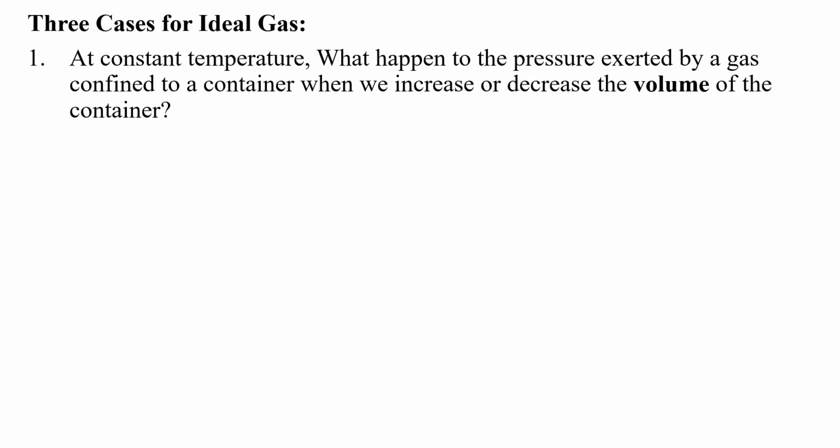To understand the behavior of an ideal gas, we will see three cases, and the outcome of those three cases will help us derive the ideal gas equation or the ideal gas law. So the first case that we will see is, at constant temperature, what happens to the pressure exerted by a gas confined to a container when we increase or decrease the volume of the container. So let's draw two containers in order to solve this case.